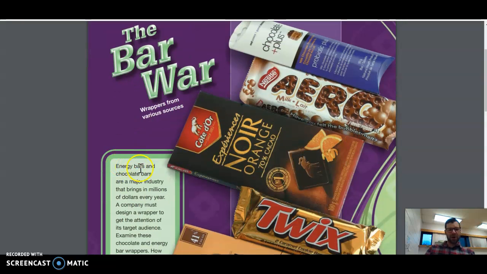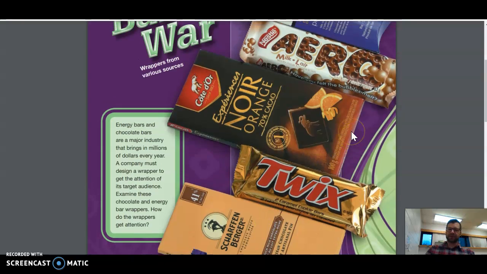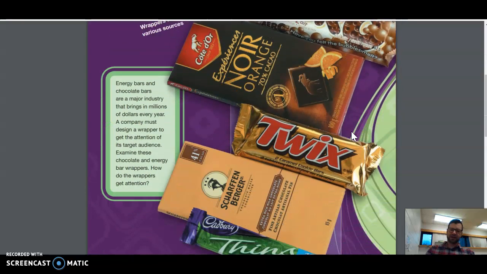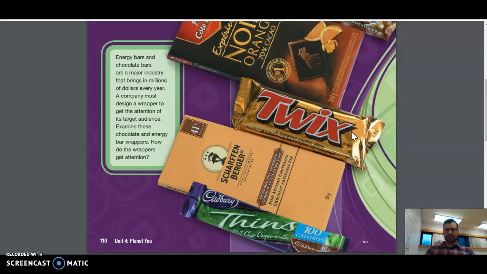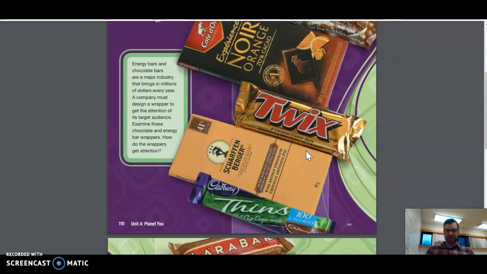So energy bars and chocolate bars are a major industry that brings in millions of dollars every year. A company must design a wrapper to get the attention of its target audience. Examine these chocolate and energy bar wrappers. How do the wrappers get attention? Well, let's just look at the first couple here. I'm going to try and minimize this a bit, just make it a little bit smaller so we can see more of them.